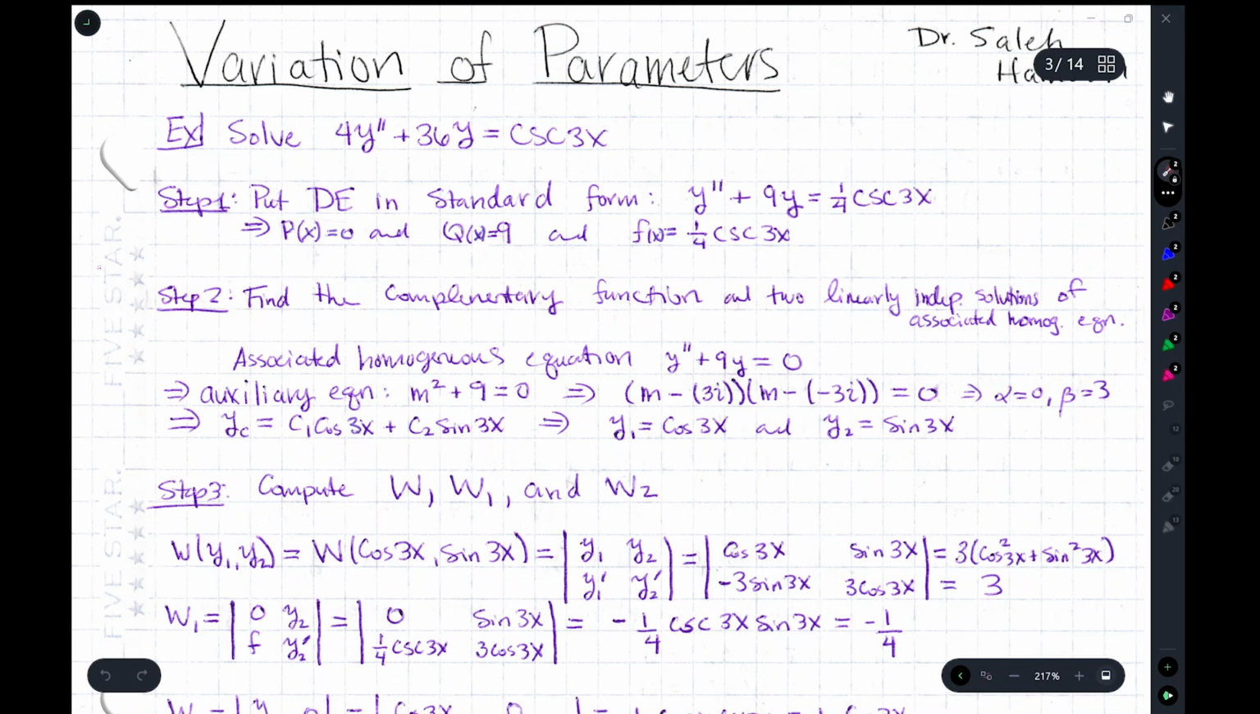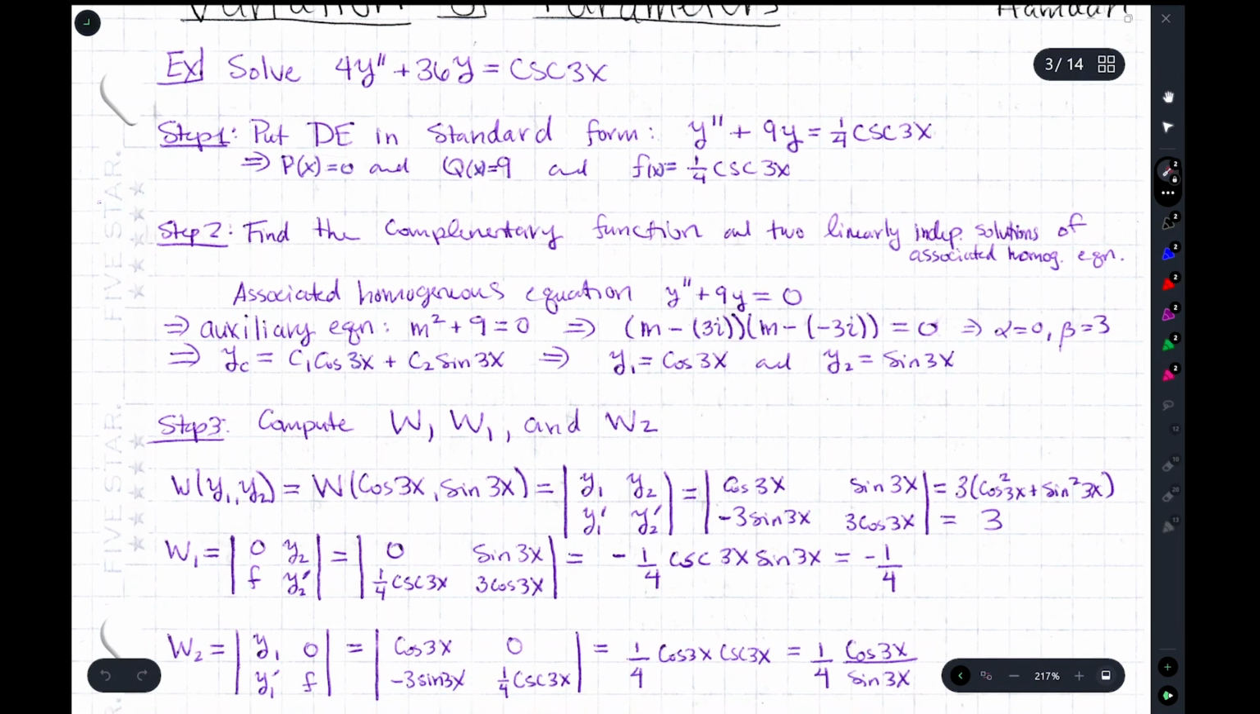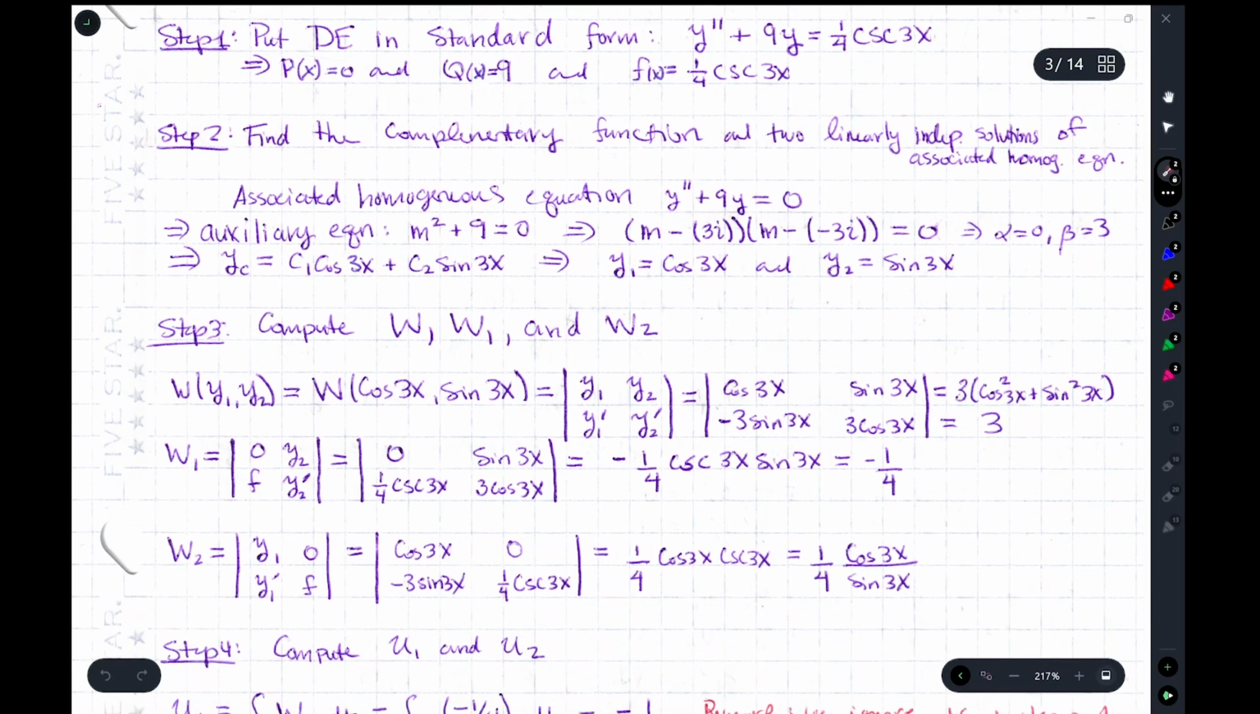Of course, we have videos for the method of undetermined coefficients and for solving homogeneous equations, so one could review that if this step is unclear.